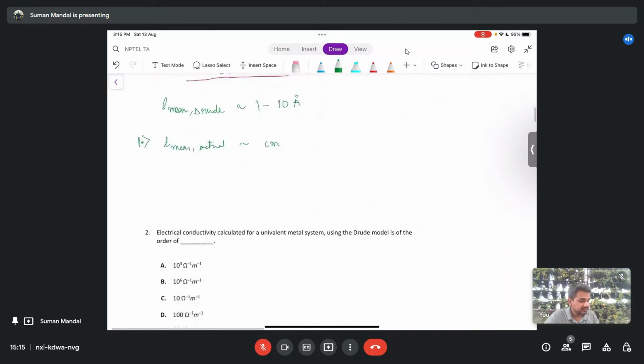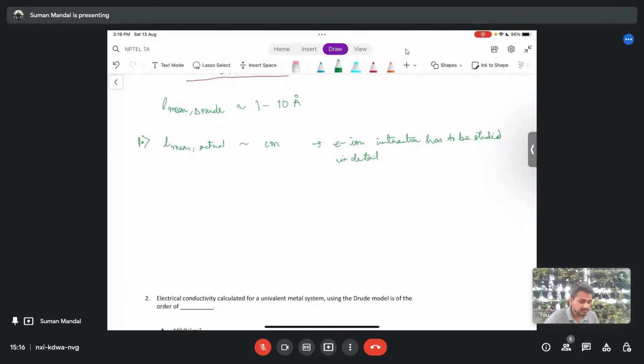So here we see that the electron-ion interaction has to be studied in detail. We cannot consider an average term and add it as a damping factor to our equation to find out the conductivity.